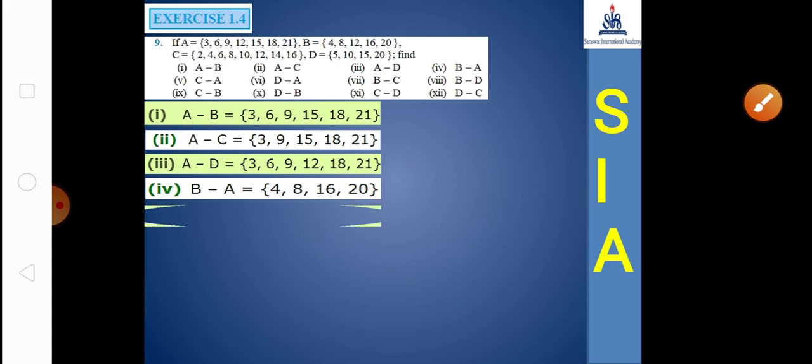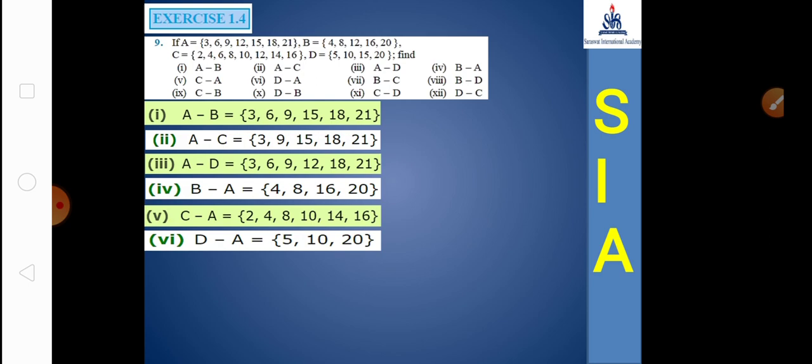Okay. Next, fifth one, C minus A. It means all the elements of C are present in the answer but not those present in A. That's why my answer is 2, 4, 8, 10, 14, 16. Continue. Sixth one, D minus A. So the elements of D are present in the answer but the elements of A are not. The elements of A are subtracted from D, it means remove them. Seventh, B minus C, the same answer, 20.